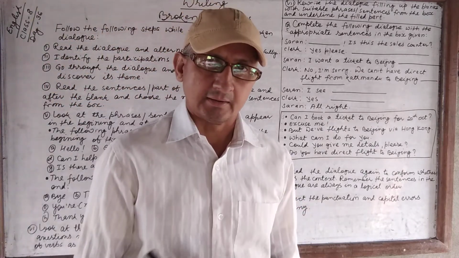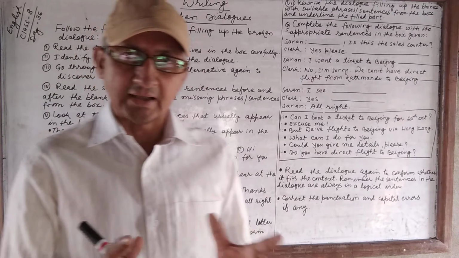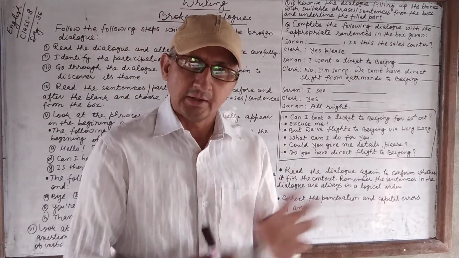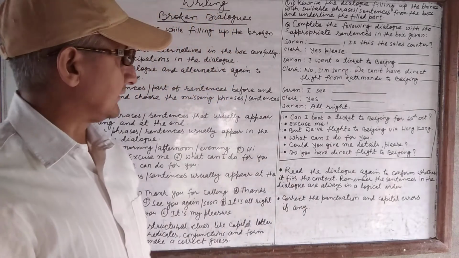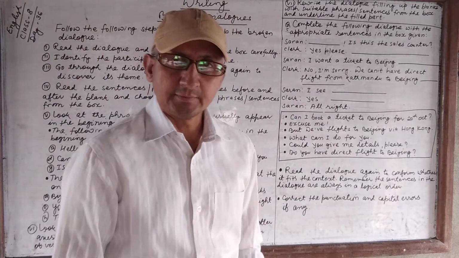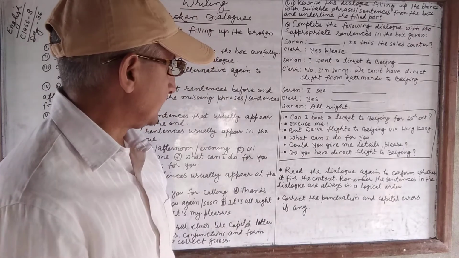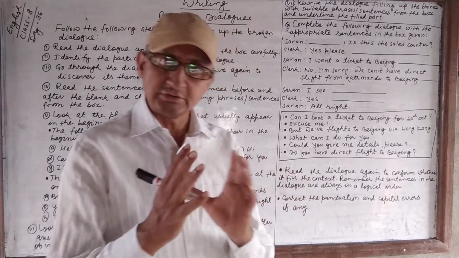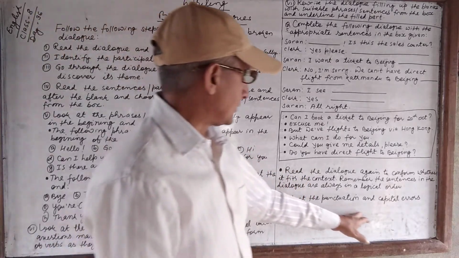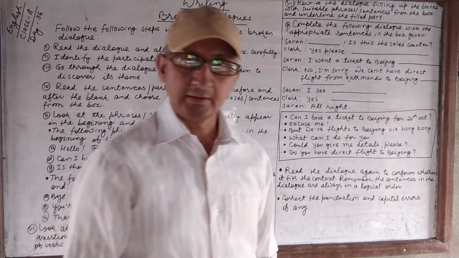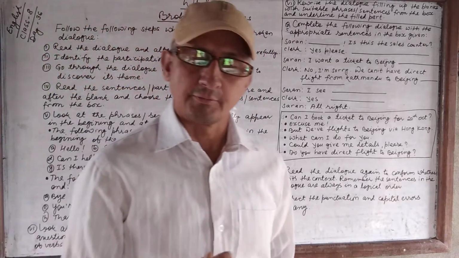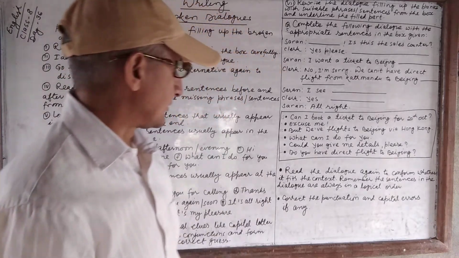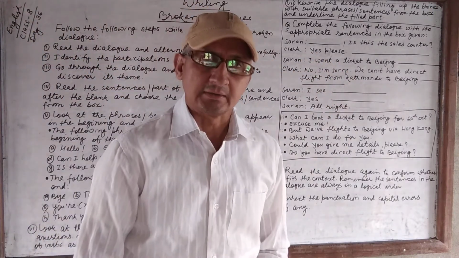If you find the dialogue is not looking smooth and correct, you can revise it. You can see the alternatives. You can change the alternative to make it a good dialogue. Correct the punctuation and capital errors, if any. You have to see the punctuation mark, full stop, question mark, marks of exclamation, such punctuation mark you have to see in the dialogue. Okay?